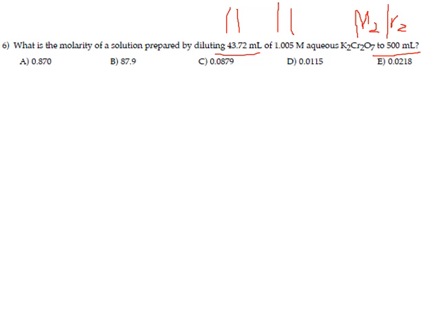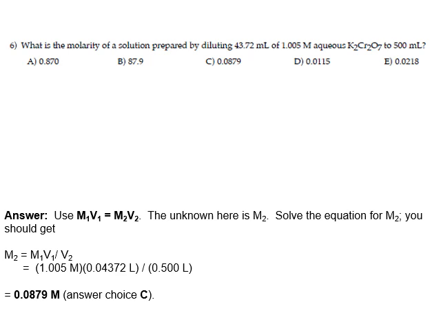To solve for that, we would multiply M1 times V1 and then divide by V2, and that's going to give us our answer. Let me look at this for a minute and see if I can do it in my head. Yeah, I can't do that. Let's go to the answer.